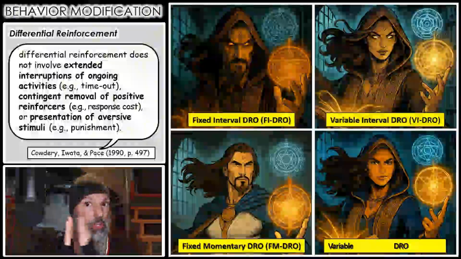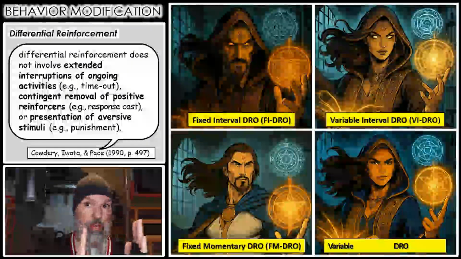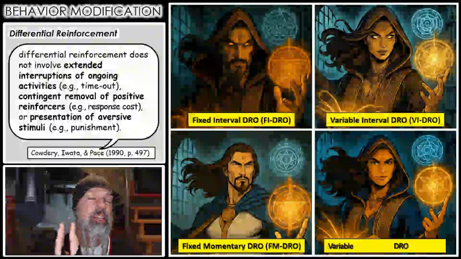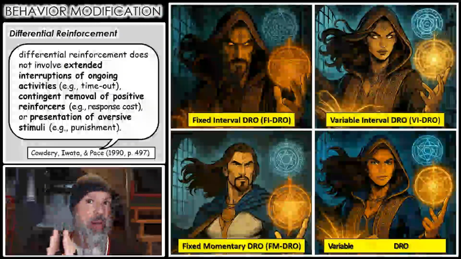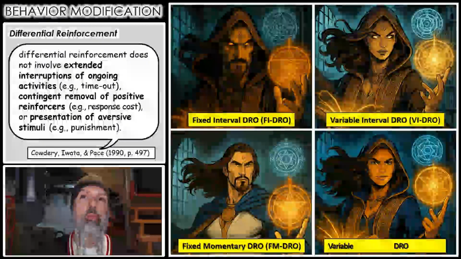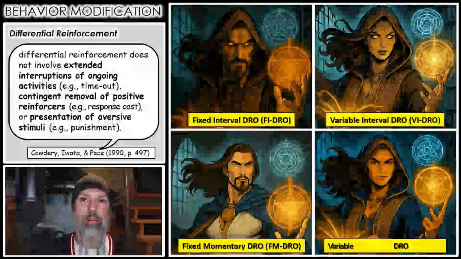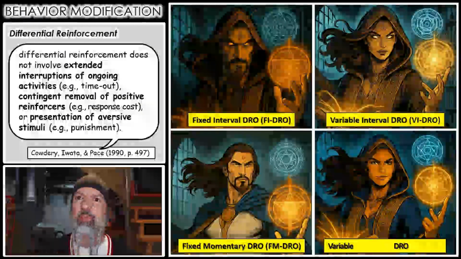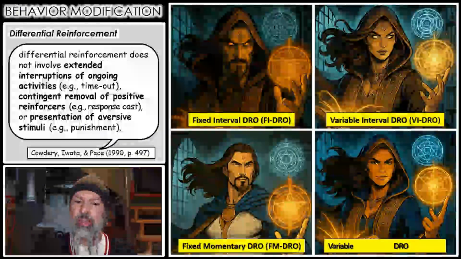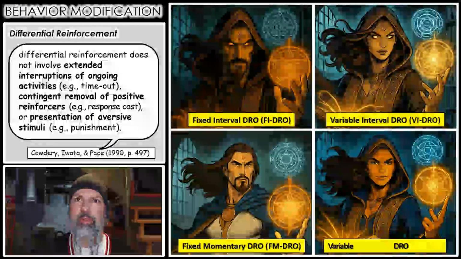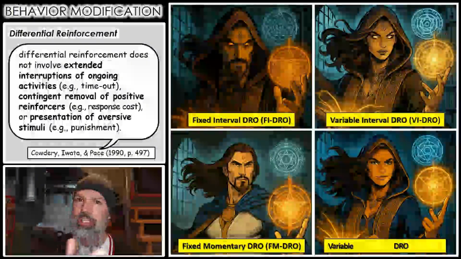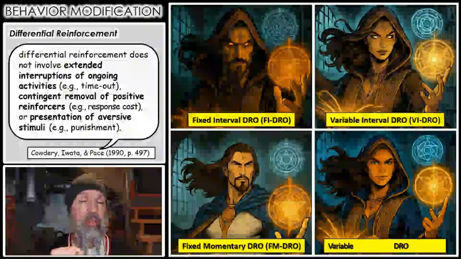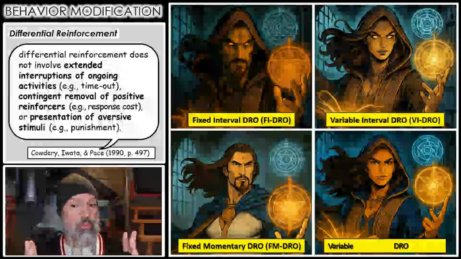Now notice, you can have the problem behavior during the interval so long as it doesn't occur when the interval expires. That is a momentary differential reinforcement of other behavior. And if you're thinking critically, you might think, well, wait a second, that's really easy to cheat and to get around in a fixed momentary differential reinforcement of other behavior. You're absolutely right. But it is useful in certain situations.